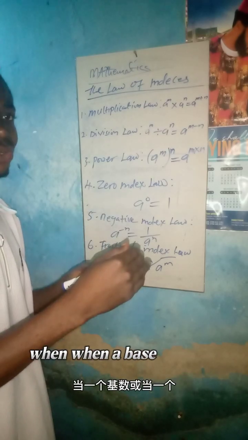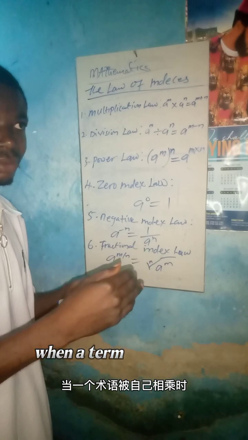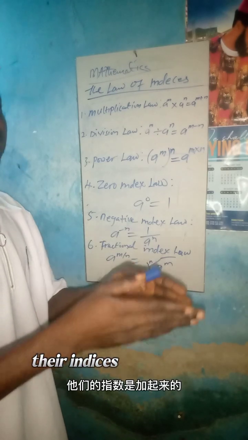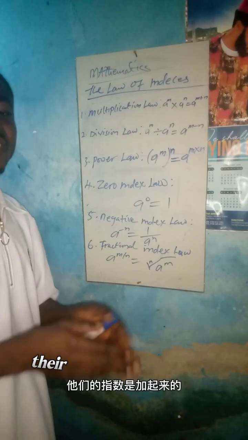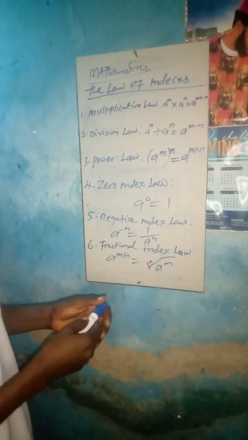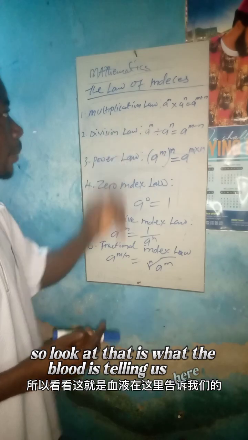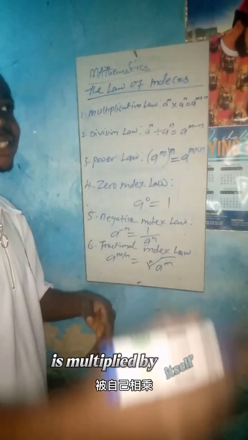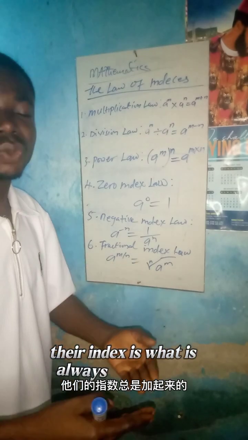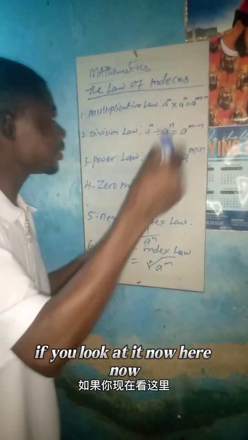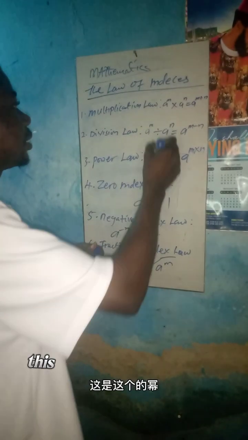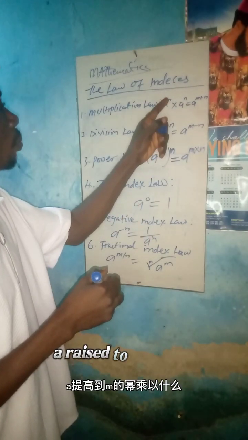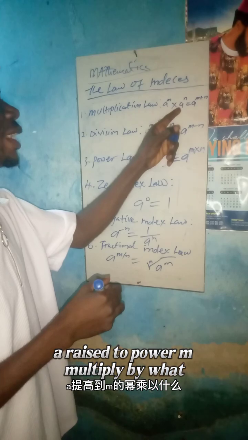When a base or a term is multiplied by itself, their indices are what? Added. Their indices are what? Added. That is what the law is telling us here. When a term is multiplied by itself, their indices are always what? Added. If you look at it now, this is the power of this one, this is the power of this one. A raised to power m multiplied by what? A raised to power n.